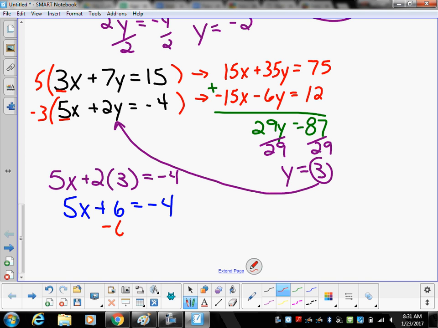Alright, subtract the 6 from both sides. So 5x equals negative 10. Divided by 5, x equals negative 2. My solution is negative 2, 3.